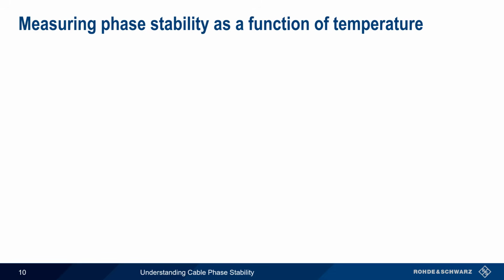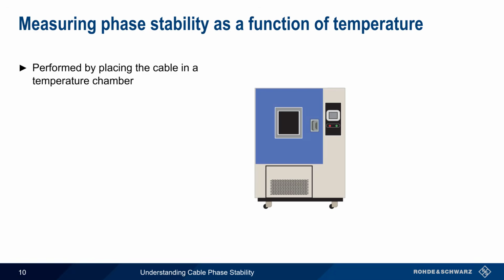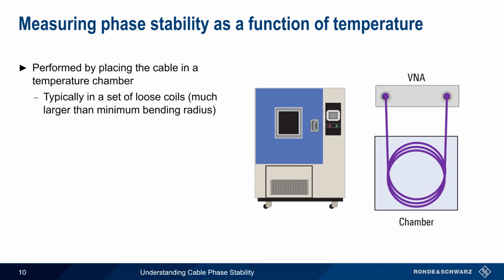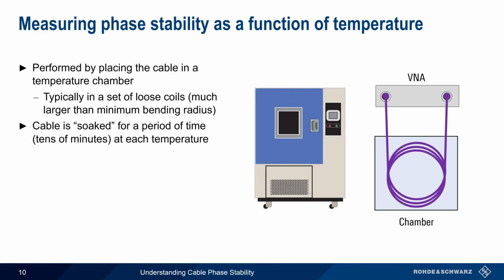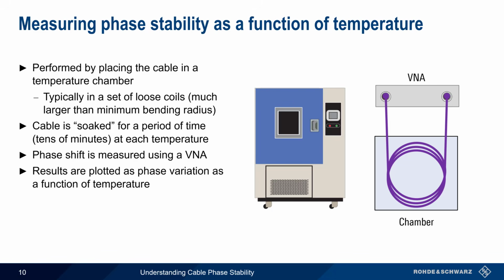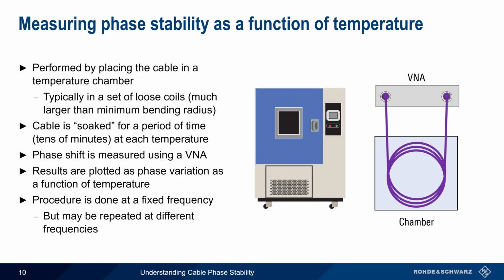Evaluating cables for phase stability versus temperature is also performed using a temperature chamber. Here, the device under test is the cable itself. Typically, the cable is placed in the chamber in loose coils. Loose here means coils that are much larger than the cable's minimum bending radius. The cable is then soaked at each temperature for a period of time, usually tens of minutes, and the resulting phase shift is measured with a vector network analyzer. Results are then plotted as phase shift or variation as a function of temperature. Temperature tests are performed at a fixed frequency, but may also be repeated at different frequencies as well.